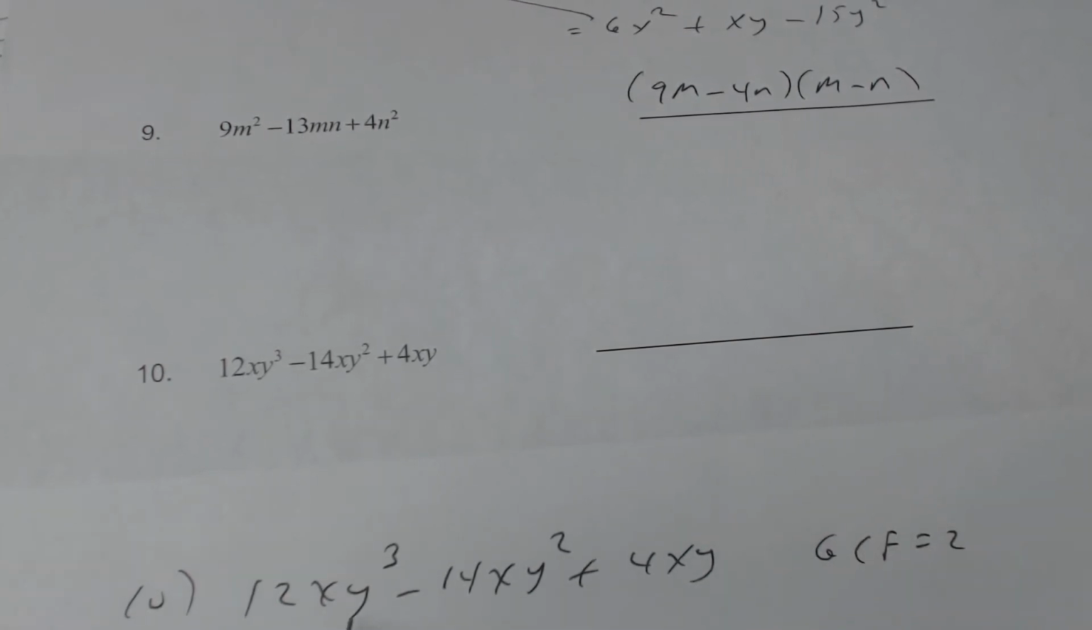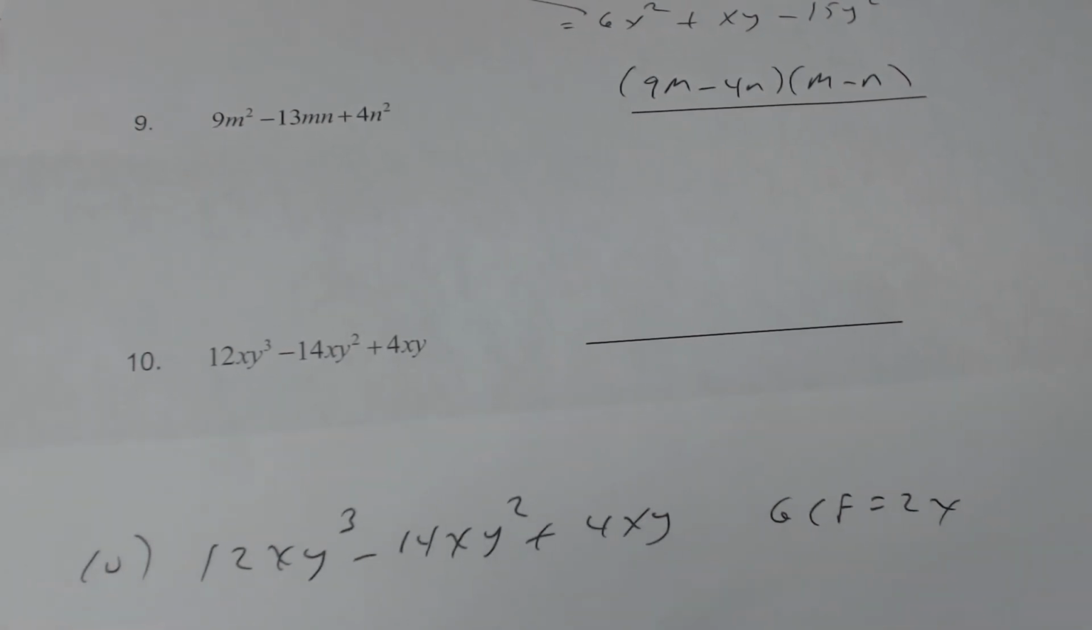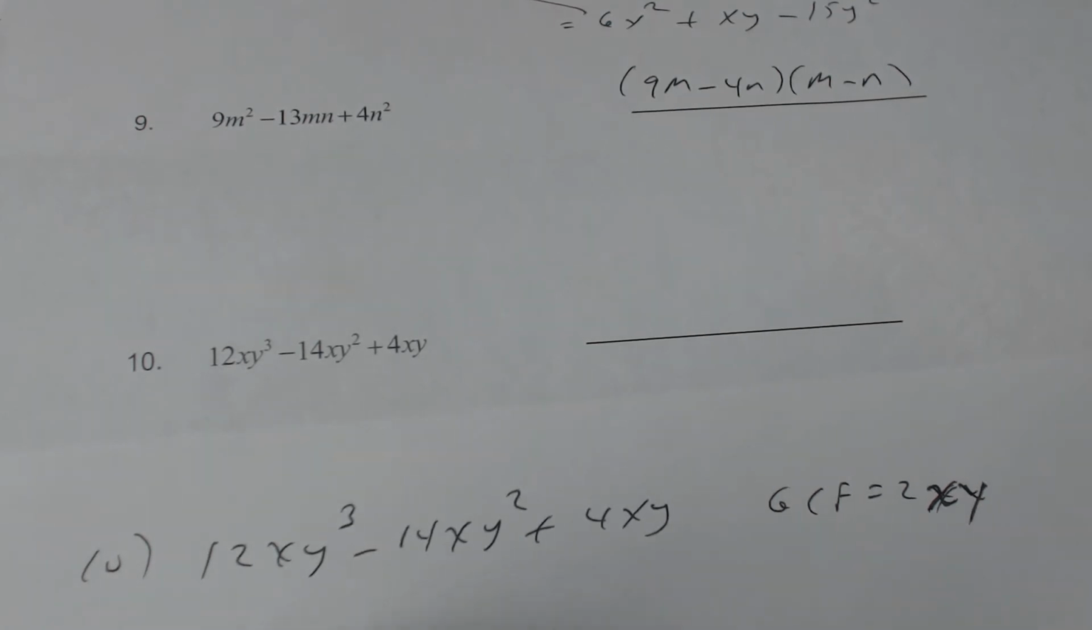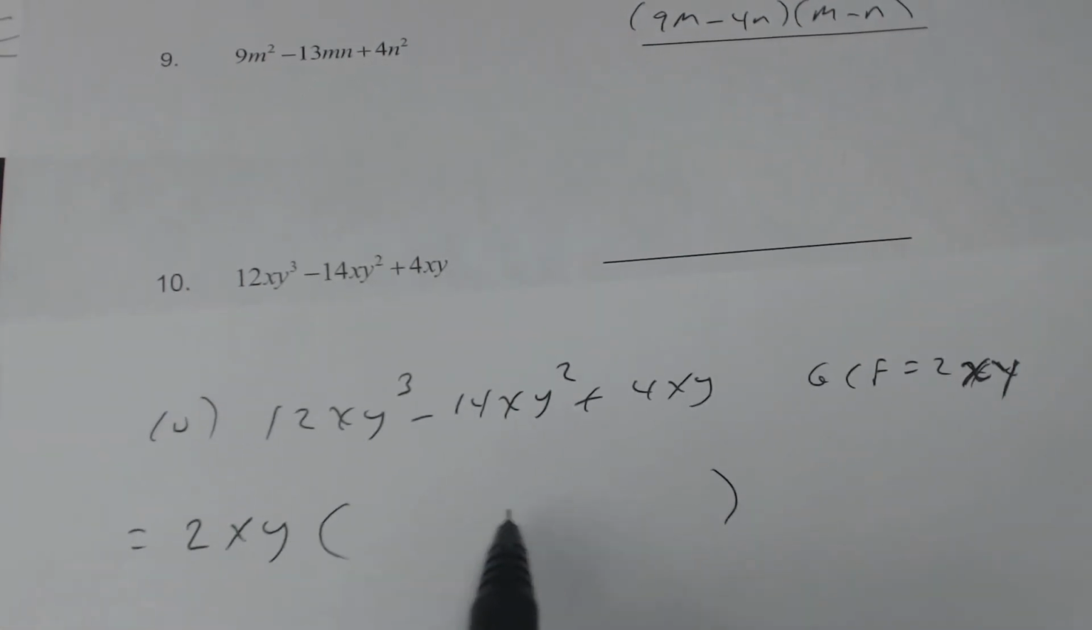If you look at the variables, there's an x in every term, x to the first, x to the first, x to the first, so I'm going to need an x. There's not a y in every, oh, there is a y in every term. So I have a y cubed, a y squared, and a y. Remember, you're going to take out the one with the smallest exponent, so I'm going to take out a y. So my GCF is 2xy. So that's your GCF.